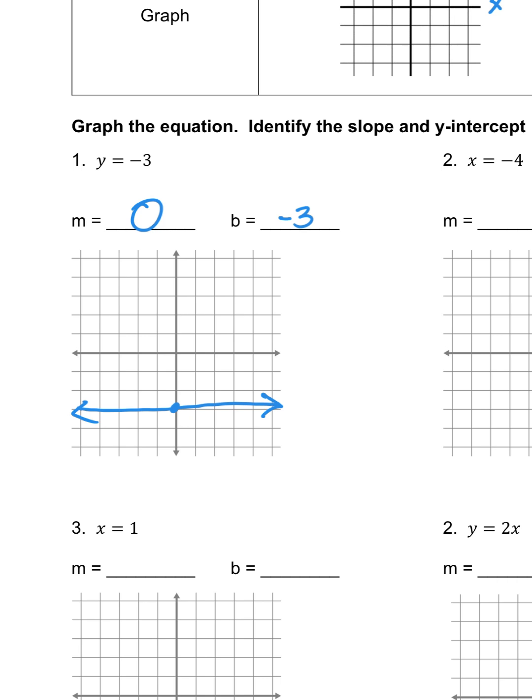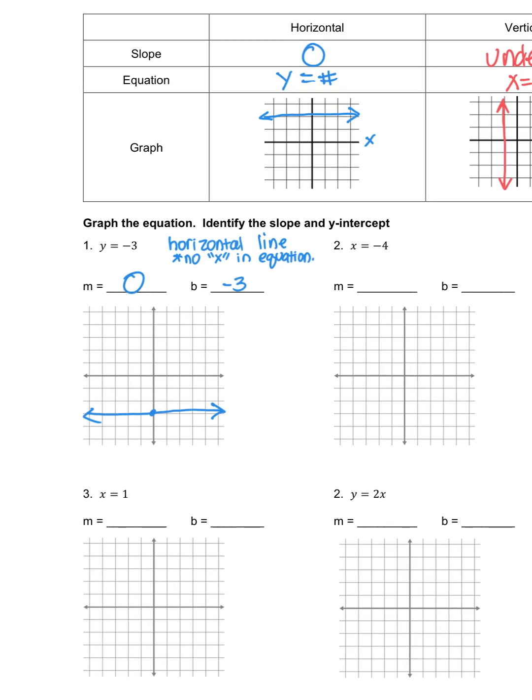So this is a horizontal line. Let's write that up here. Horizontal line. And there will be no x in this equation. Let's write that down. No x in equation. There is only the y, right?